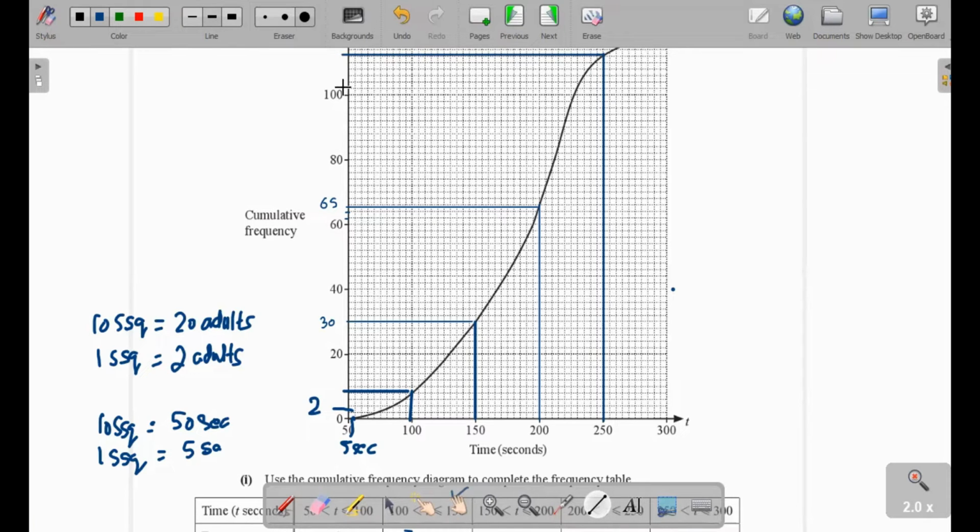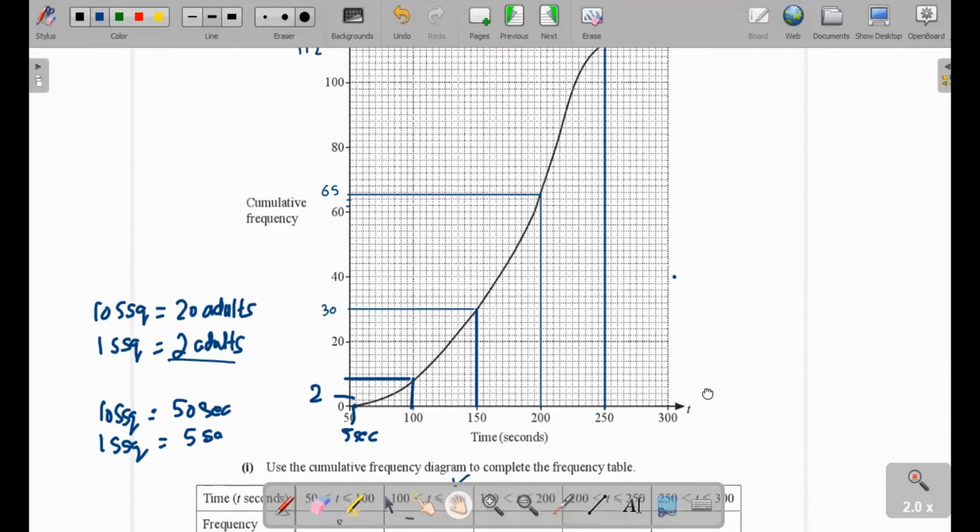Now we count the number of squares between 100 and that line. This is 1, 2, 3, 4, 5, 6. One square is equal to two adults. Therefore, 6 multiplied by 2 is 12. 100 plus 12 is 112. And the last one, 300.